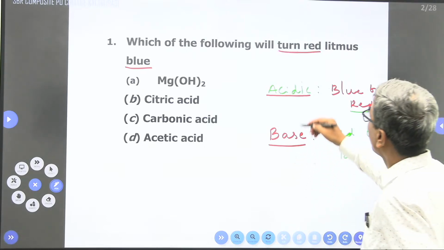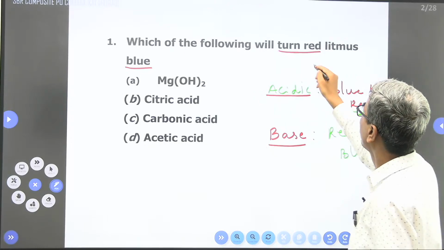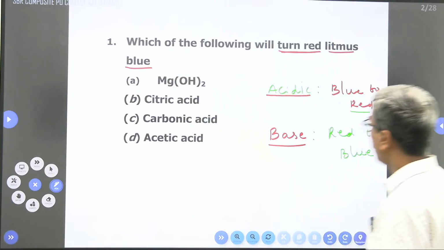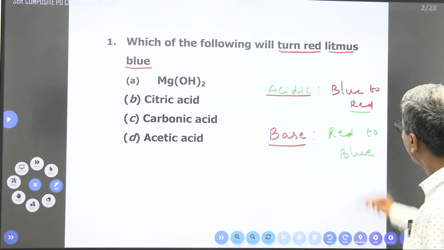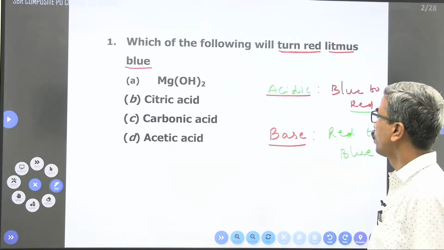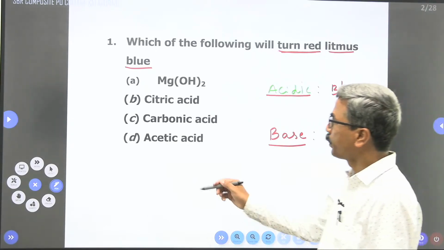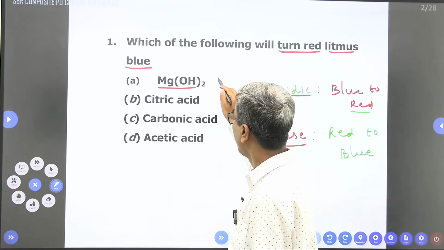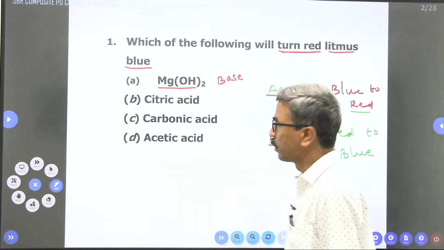Now based on that, if you see the statement, which of the following will turn red litmus paper to blue, it means out of the given compounds, the one that turns red to blue must be basic in nature. So if I go with this compound, it is an alkali, it is a base. So this will be the answer.